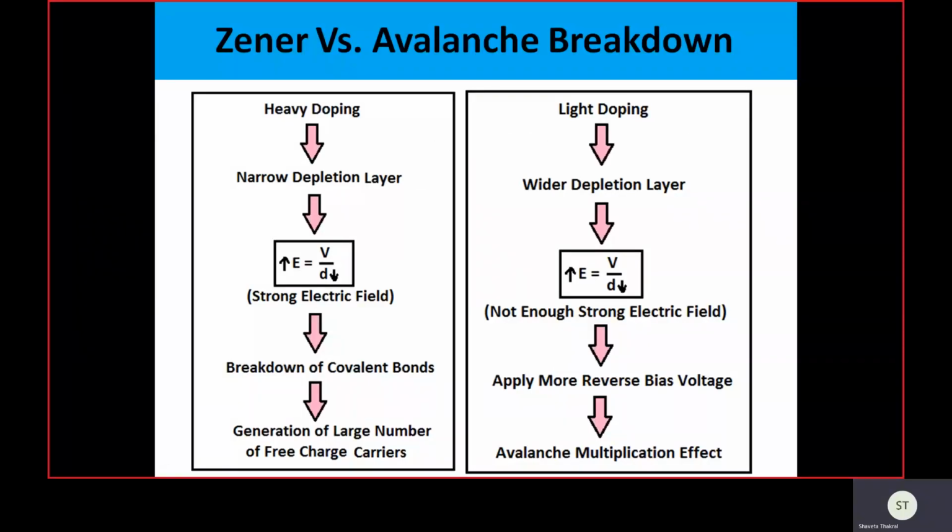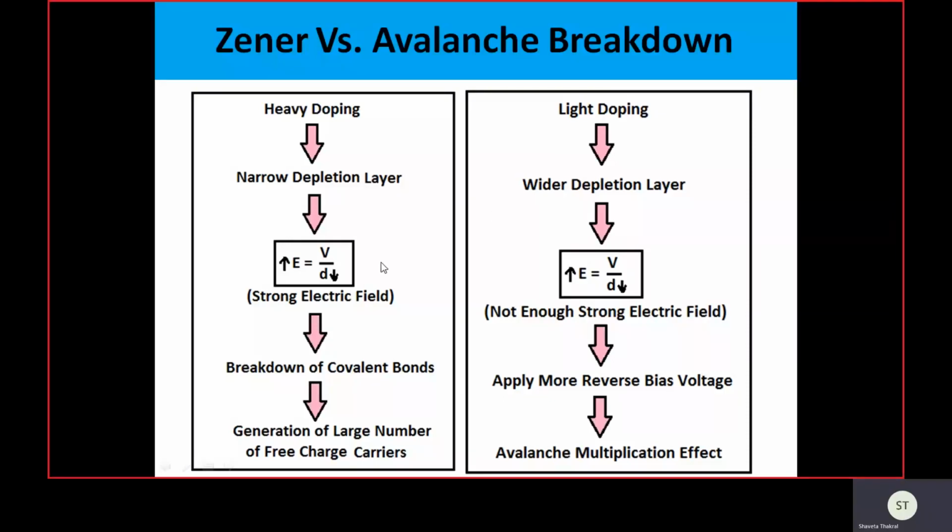So we can have two types of breakdown: one is the Zener breakdown and the other is the avalanche breakdown. Zener breakdown takes place in a heavily doped PN junction diode, and avalanche breakdown takes place in a lightly doped PN junction diode. So what is the effect of doping? If the doping is heavy, the depletion layer will be narrow. But if the doping is light, the depletion layer will be wide.